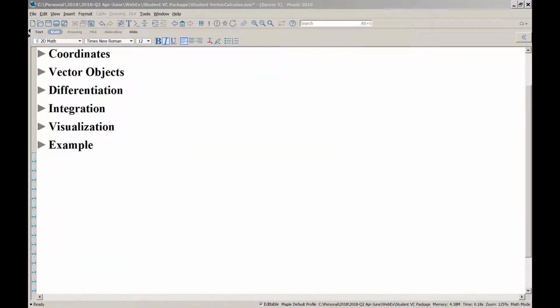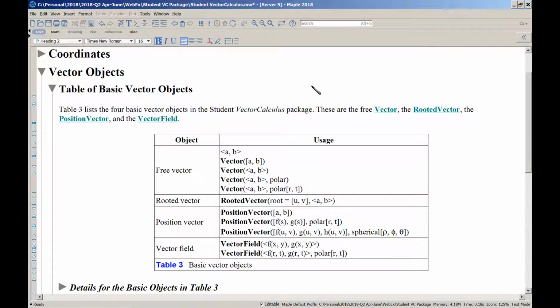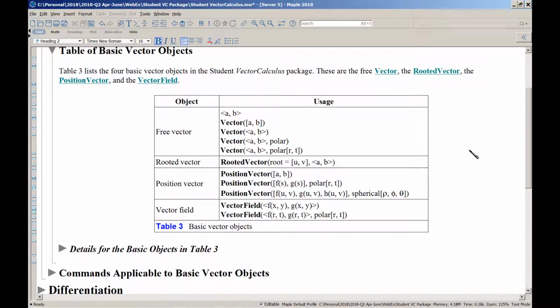After looking at coordinate systems that the package recognizes, we next look at the kinds of vector objects. So here's a table of basic vector objects. There are 4: free vector, rooted vector, position vector, vector field.